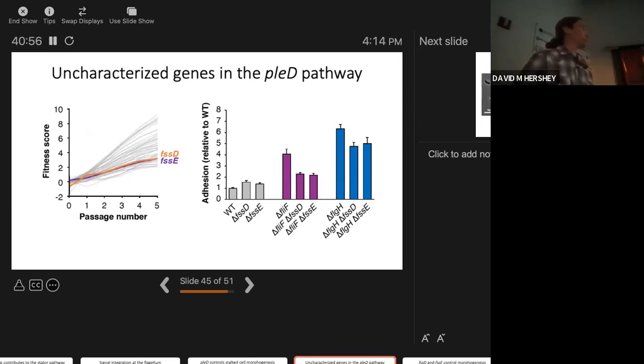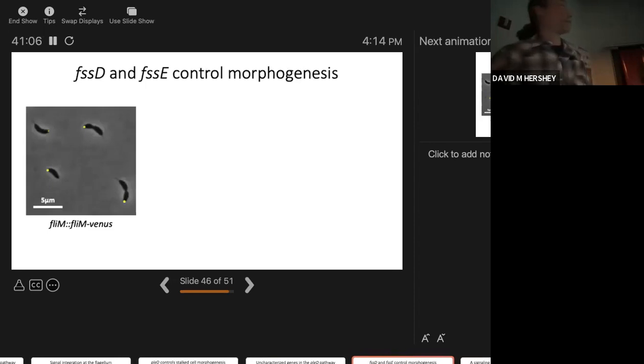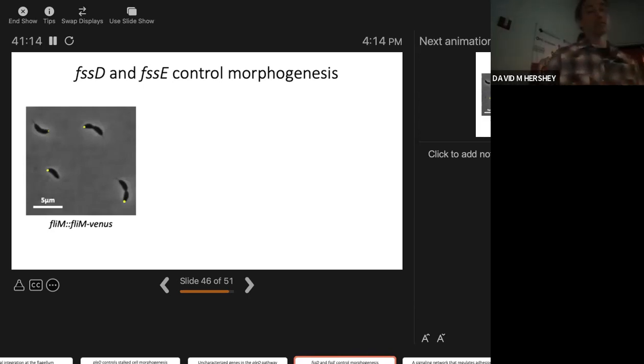So we wanted to see, do these mutants cause the same type of morphological defects that we see in PLEDmutants? So what we did is we developed a fluorescently labeled marker for this protein of the flagellar motor called FliM. We just tag it with Venus. And what you can see is that this localizes to the flagellar pole in Caulobacter. You see these really beautiful pre-divisional cells. You have a stalk here, you have a flagellar motor here, right?